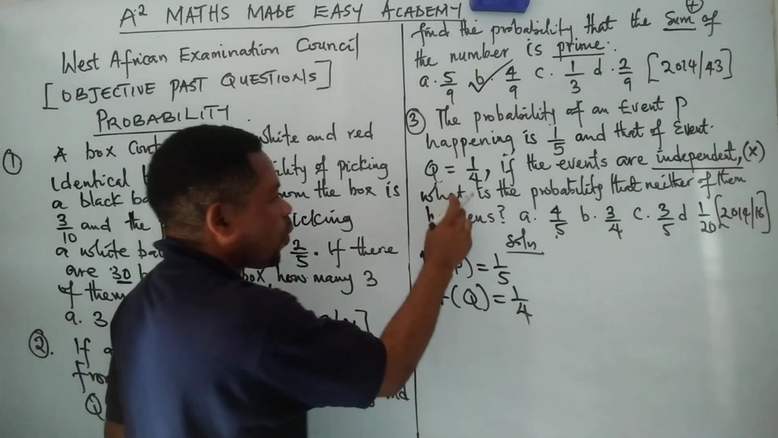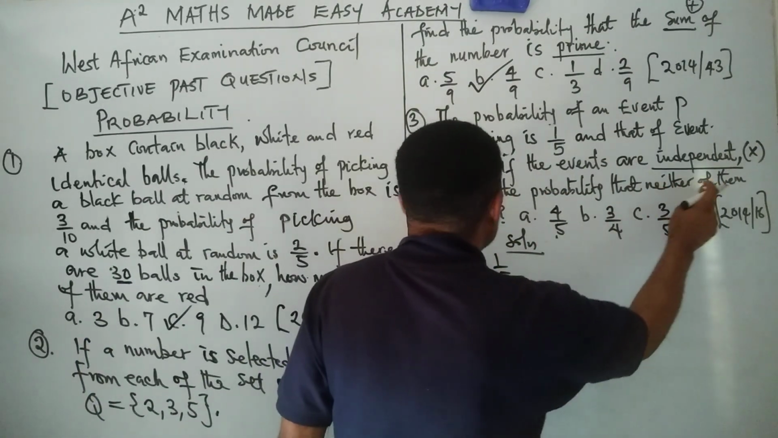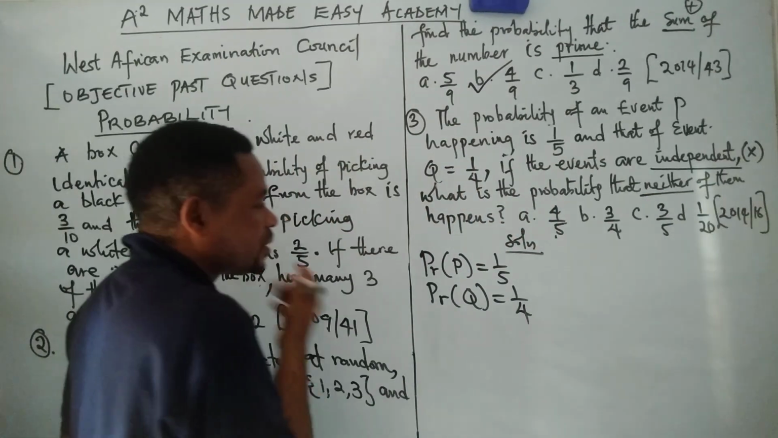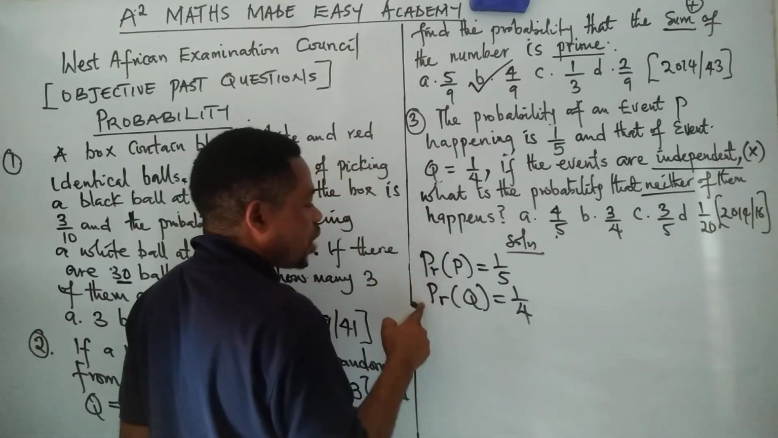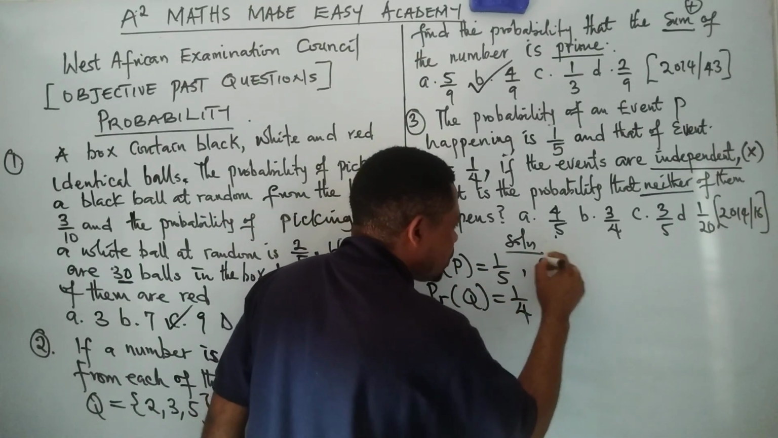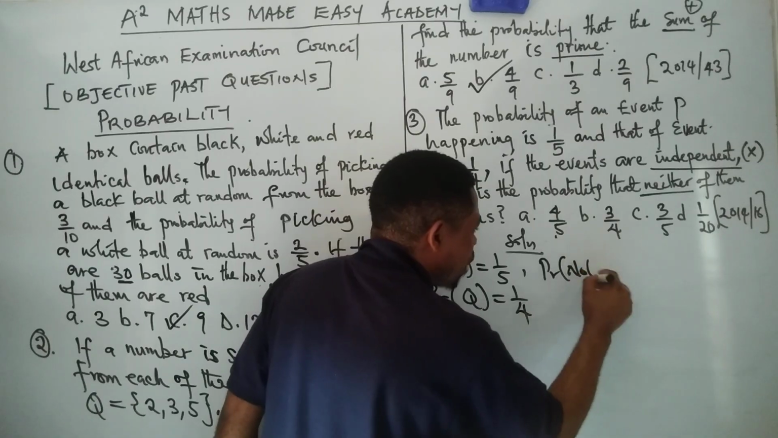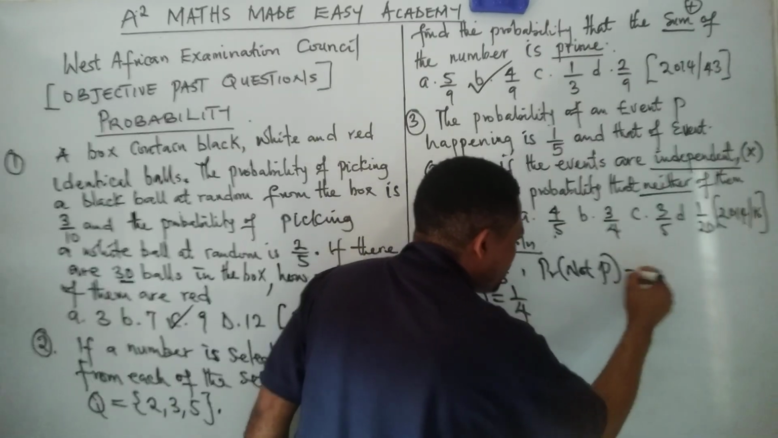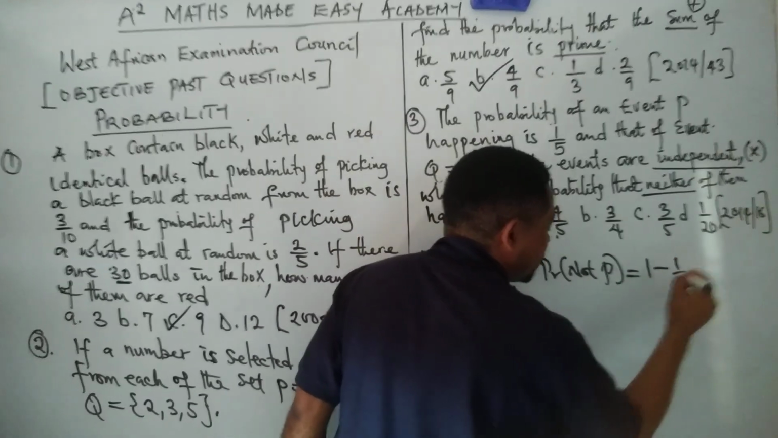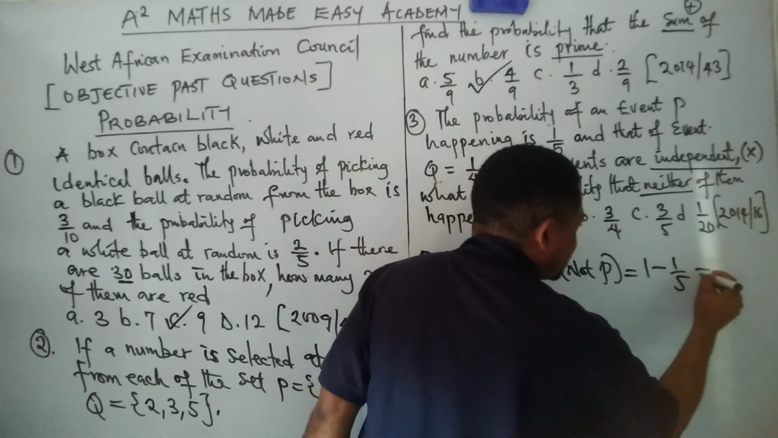Can we continue? What is the probability that neither of them happens? Wow. Underline the word neither. Neither means it is not P and it is not Q. Are you with me now? So what we are going to do now is to find the probability that it is not P. And the probability that it is not P is 1 minus the probability of P. Am I communicating? Now, how do we resolve this?